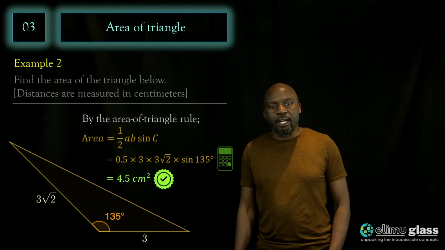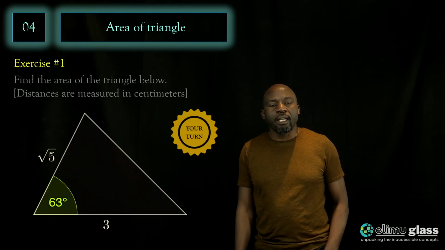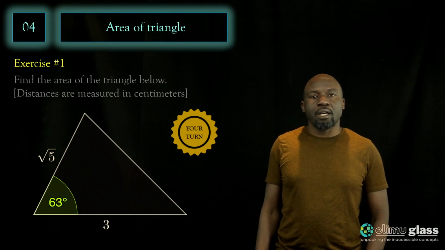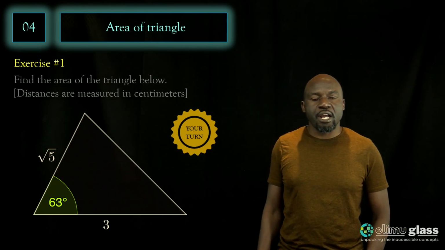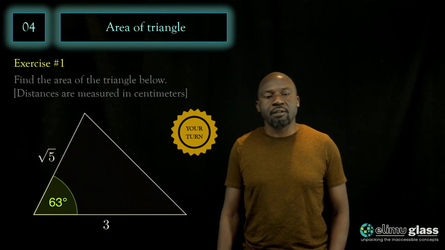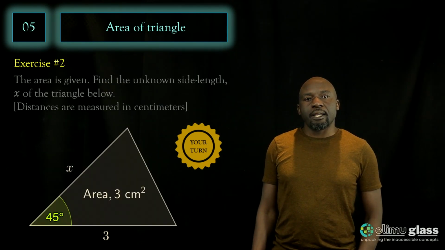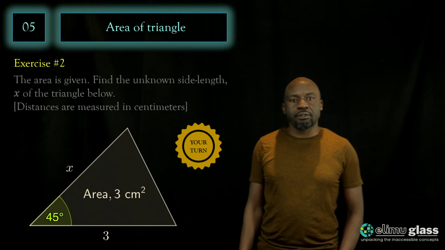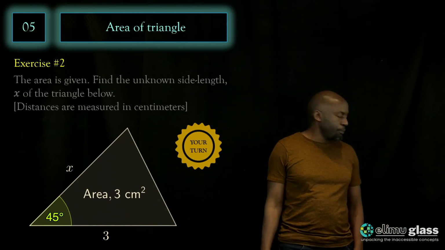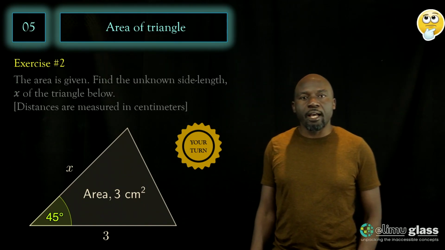Okay, right. Here is a turn for you. Please find the area of the triangle that is given below. Try it out and see what you get. You will need your calculator. All right. Here is another one. Question number 2 is also for you to try out.